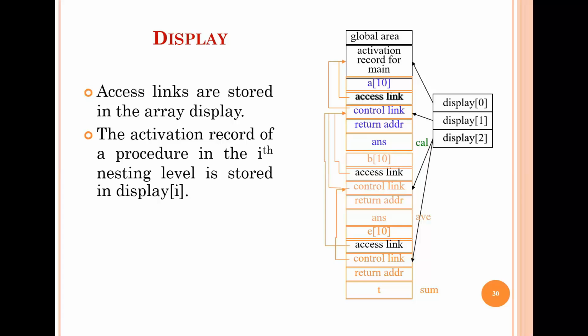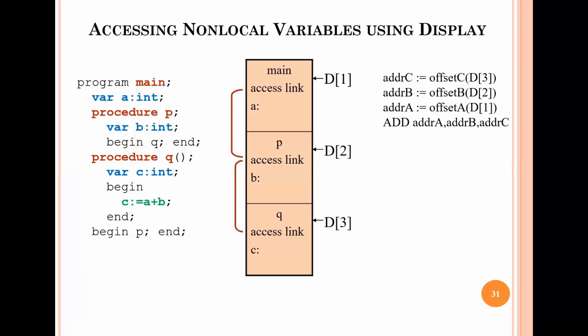On the other hand, the second method which can be used is displays. In display, we are storing the access links in an array. We have a display array where we store the activation links of all the records which are active at a particular point. The activation record of a procedure in the ith nesting level is stored in display i, so we can directly move to that particular activation record. For access to non-local variables in displays, we can store that value corresponding to the index of the display array.